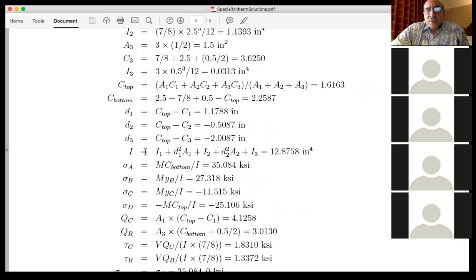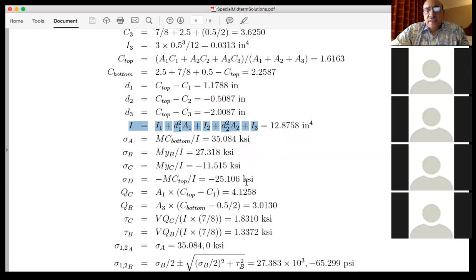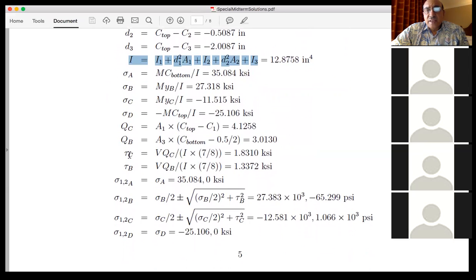And once you have determined the properties of the areas, then you have the equation for I. Now we have to transfer all of the second moments to the common neutral axis by the parallel axis theorem. So you have I1 plus d1 squared A1, plus I2, which is for the bottom flange, and I3 is for the web. That one you don't transfer. And therefore, you can get the total I, and that can give us the bending stress, sigma A, sigma B, sigma C. So all of the stresses are known now from the bending. And then we compute the Q's, and then compute the taus.